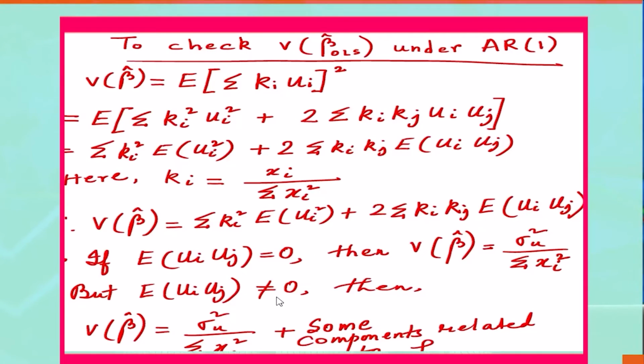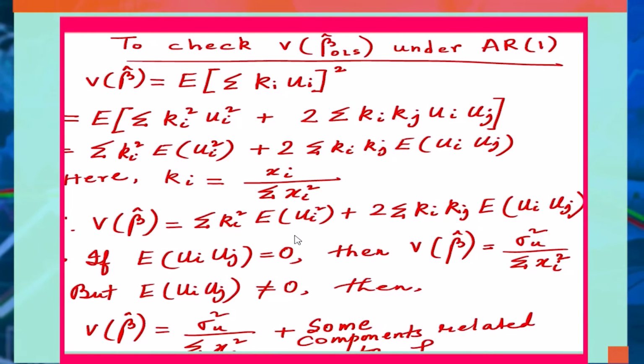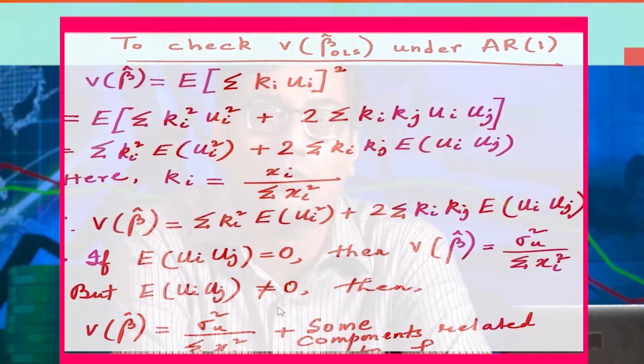This expectation of ui uj will no longer be 0 in the presence of autocorrelation, so it will be non-zero. And since it will be non-zero, we are looking at a variance under this case which is higher than the ordinary least square variance under OLS, which is sigma square u by summation xi square. So we can see that beta hat OLS does not have the minimum variance property, or the BLUE property, as it was supposed to have under non-autocorrelation. So the minimum variance property will be violated in the presence of autocorrelation.